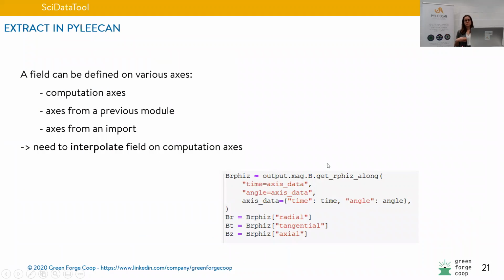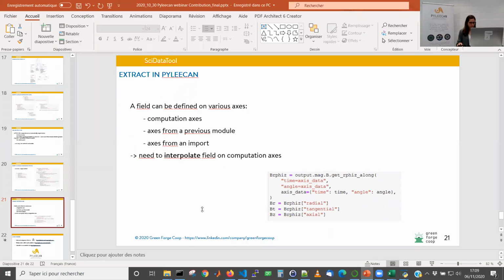So just one last thing, I just wanted to talk more about the extraction part. As Emil just told, you have the computation axis, but your data is not necessarily defined on those computation axes because the axes may come from a previous module. For example, the currents were defined on the time and angle of the electrical module. They also may come from an import. If you want to import a flux from third-party software, maybe the axis won't be the same as your computational axis. So the best way is to always interpolate the field on your computation axis. So here I'm just going to show you an example in the fourth module.